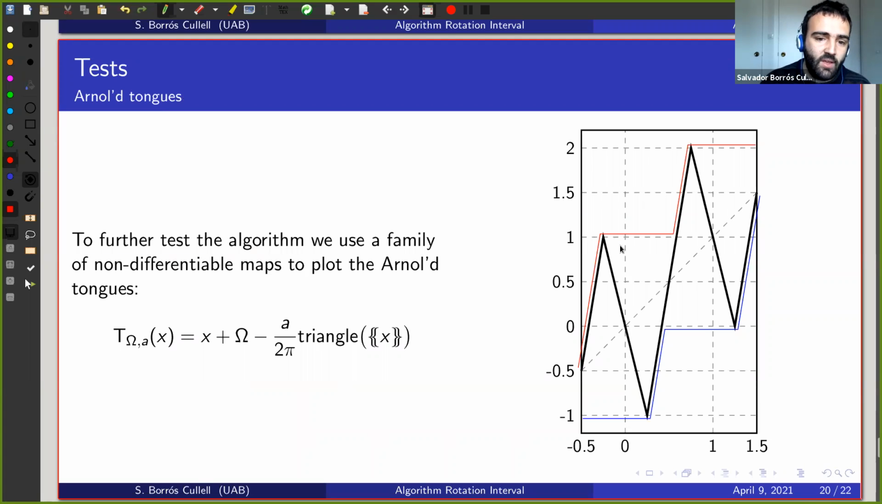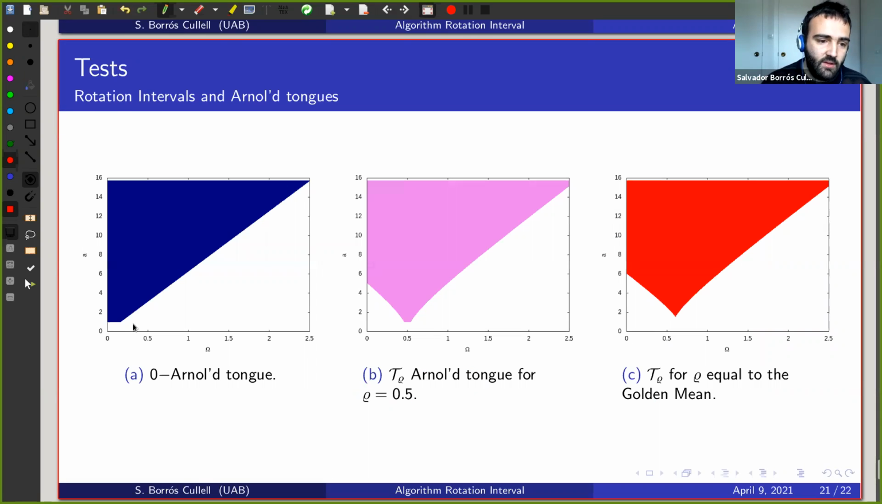So one should expect that there may be some room for an extra error. And finally, we have used this biparametric family of non-differentiable maps to plot the Arnold tongues. This is just getting the triangle sine wave that goes like this, and constructing something like a standard map, but instead of using the sine wave, using the triangle sine wave. And we have been able, in fact, to compute the Arnold tongues.